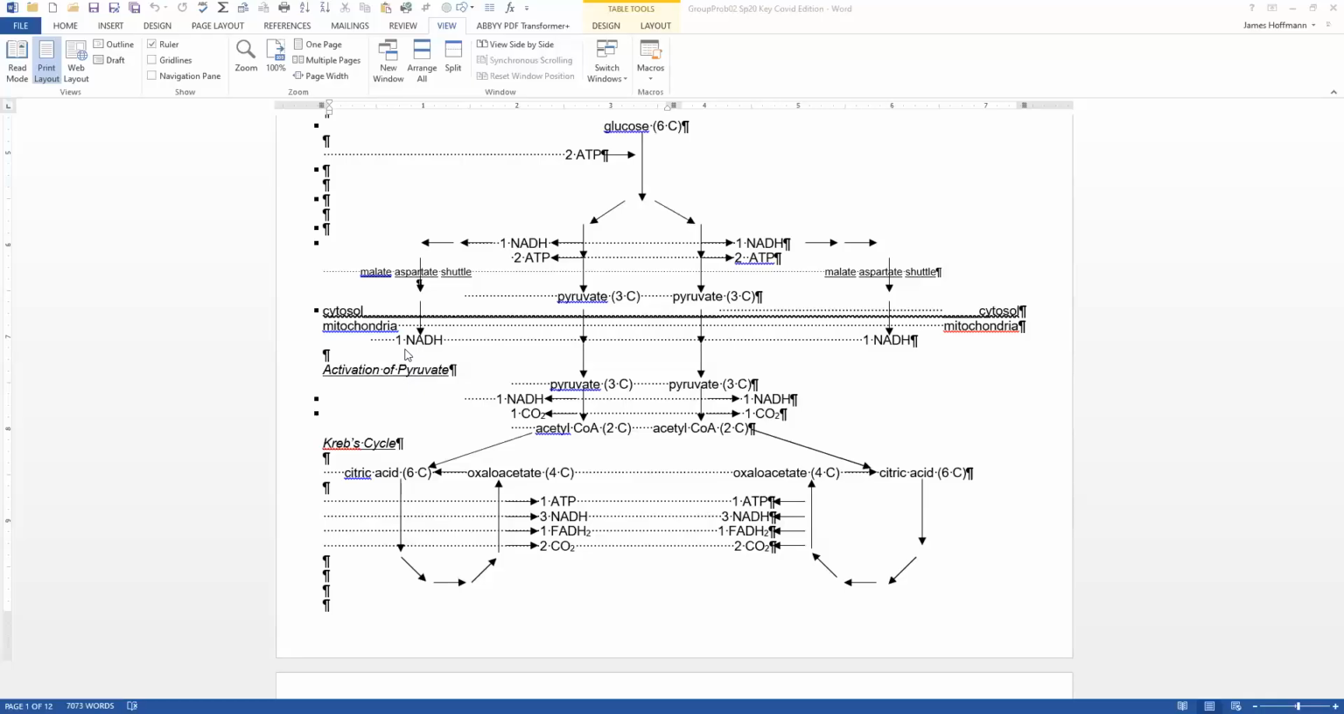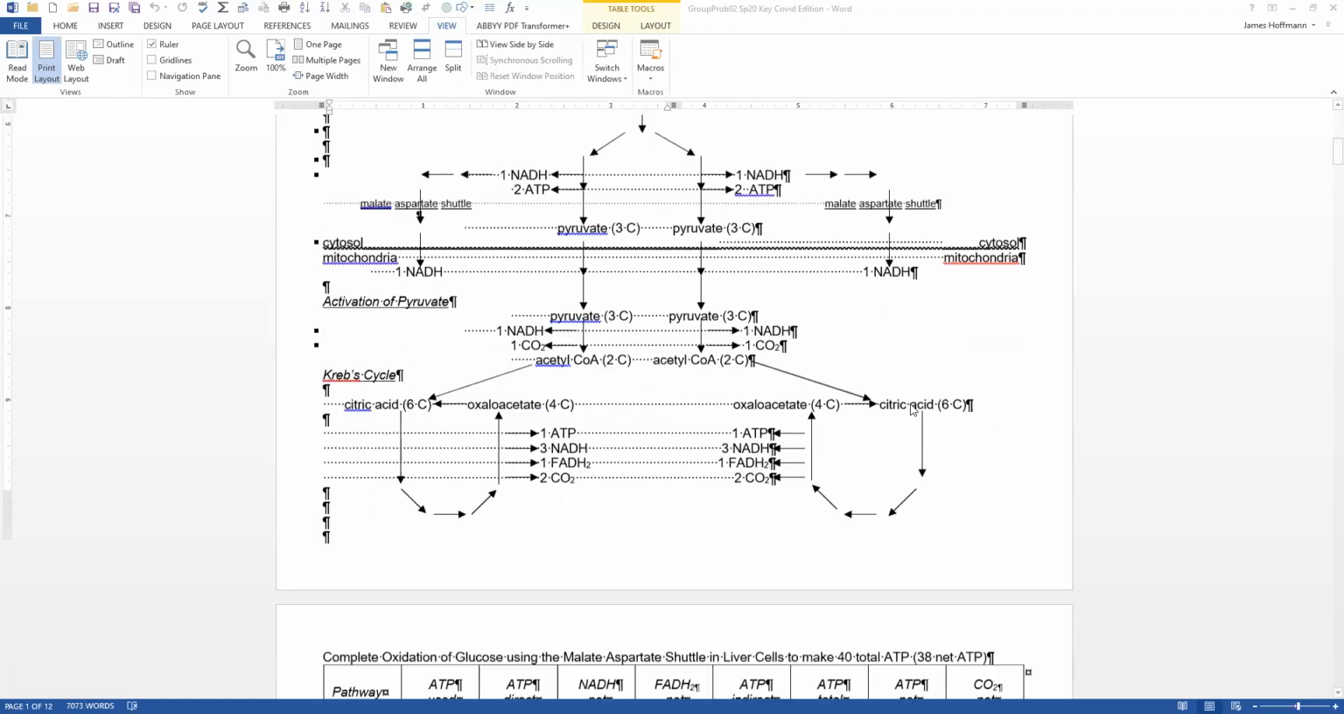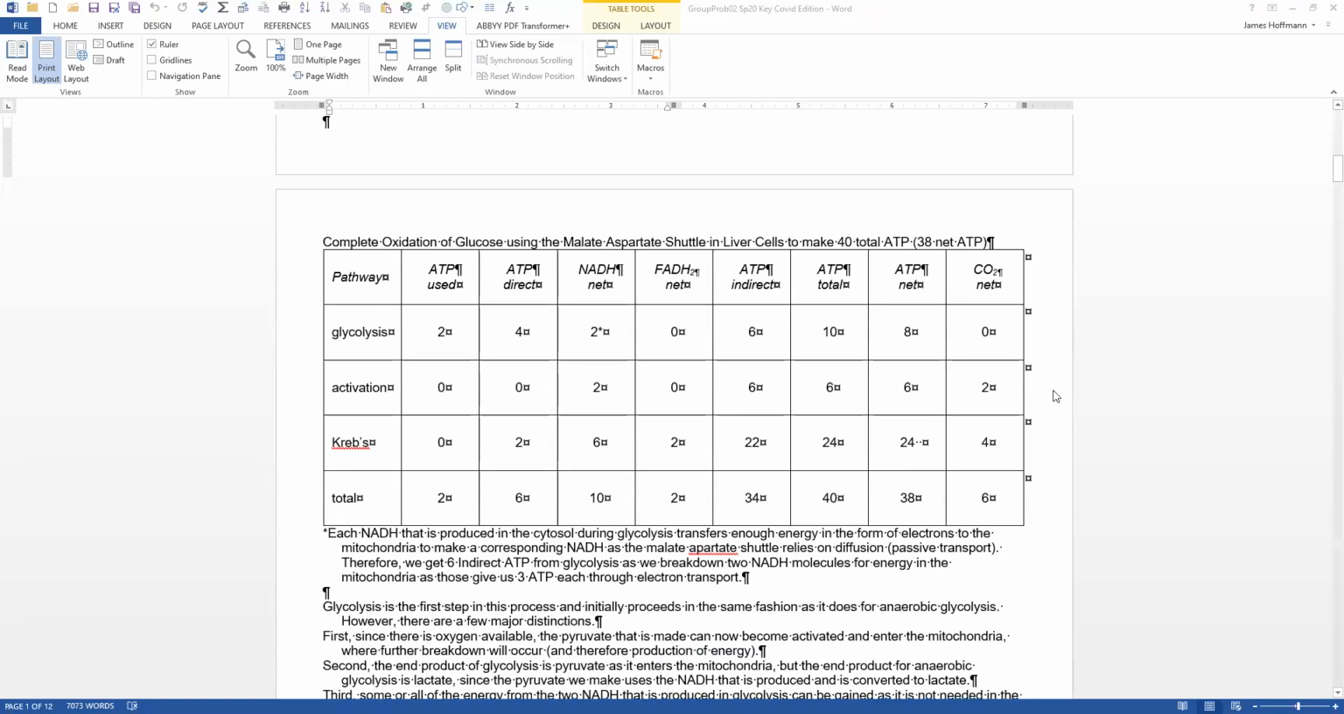So this is the answer from the group problem, which doesn't exactly answer the question that we just had, but sort of does. So the question was, when we get 38 ATP total, where do we get that from? We'll come back to this schematic in a second, but where it really comes from is this right here. When it's asking for the 38 total ATP, if you look at this one, this is the answer to the group problem, and the group problem actually asks for 40 total ATP.